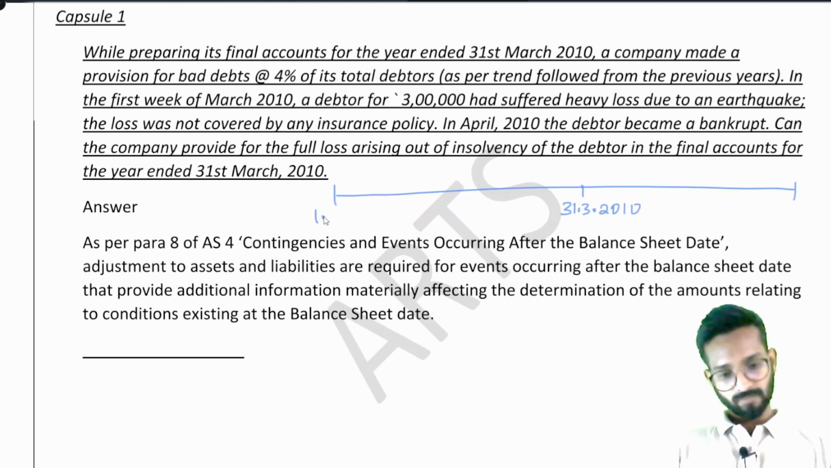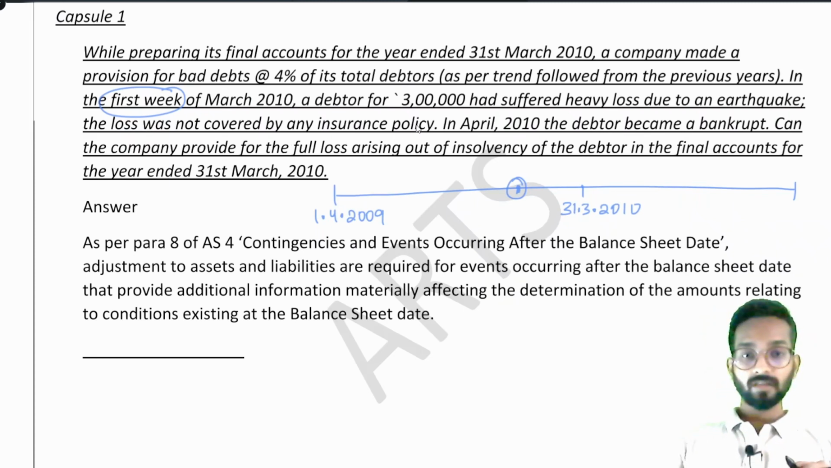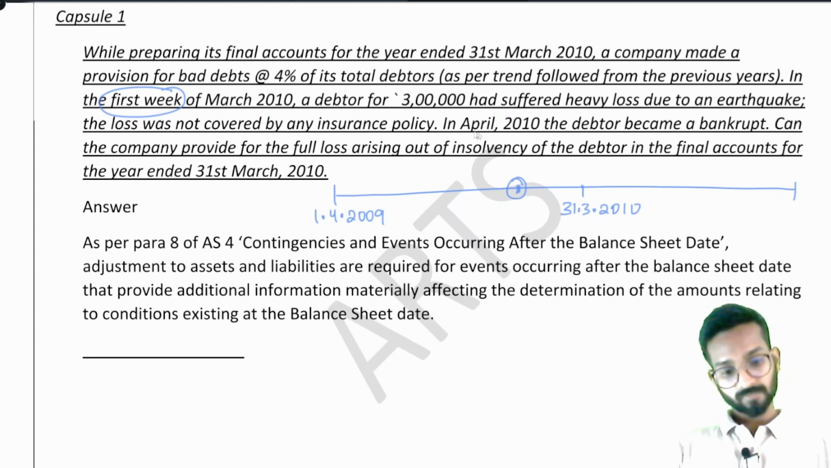2010, the year would have begun on 1/4/2009, in the first week of March. So somewhere around here is the first week. A debtor worth 3 lakh had suffered heavy loss due to an earthquake. Okay, the loss was not covered by any insurance policy. Brilliant. In the factory of my debtor, 3 lakh rupees, he suffered the loss due to earthquake. Now he did not have any insurance policy also. In April 2010, the debtor became bankrupt. In April 2010, this is the April month, he became bankrupt. So it means in April there was the bankruptcy.